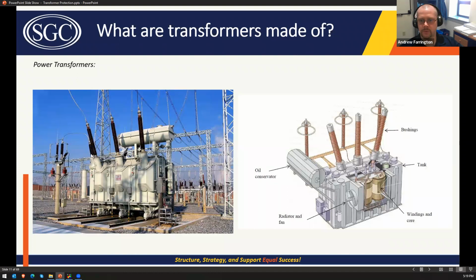So this is an example of a three-phase power transformer. We kind of covered this already. That would be the reservoir or the conservator tank. You have your high voltage bushings. You can't really see the low voltage bushings coming off the back.